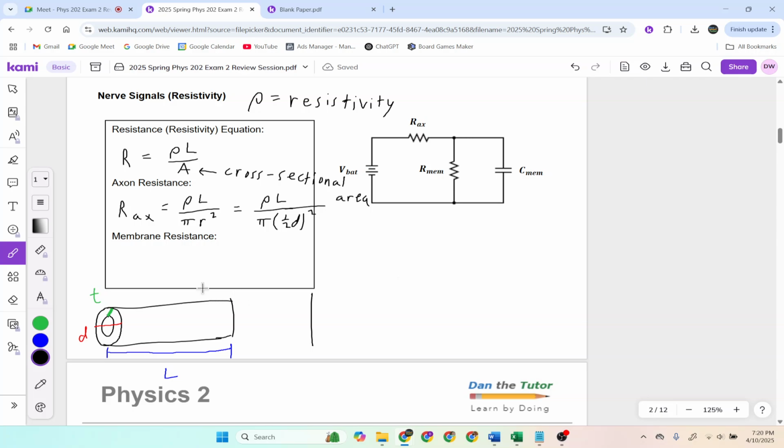And then for the membrane, R_mem is equal to rho t over pi d L. And of course, I think this is obvious, but I'll write it anyway. Twice the radius equals the diameter, in case you didn't know.